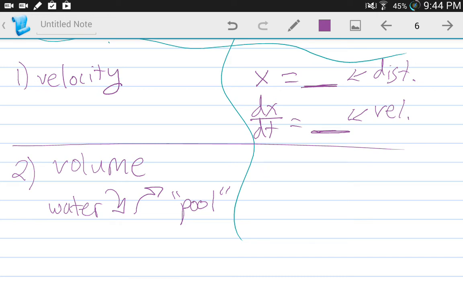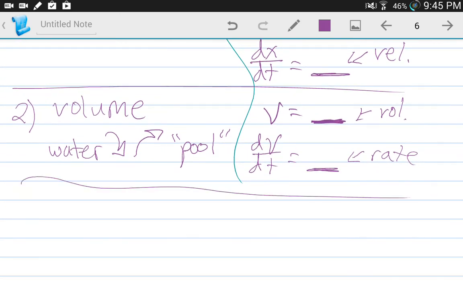And we're going to say V equals whatever, and this is going to depend on the shape. So if it was a cylinder, it would be pi r squared h, and that's our volume. And then when we take the derivative dV/dt, that would be our rate. And then lastly, there are more examples than this, but I'm just going to do the 3 major ones. Would be something that's rotating or revolving.